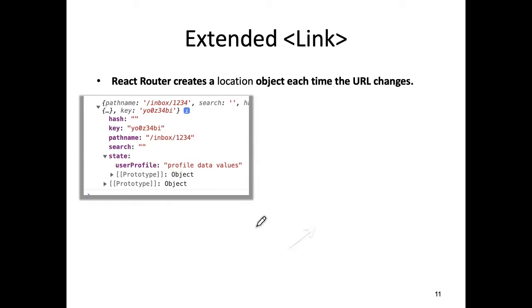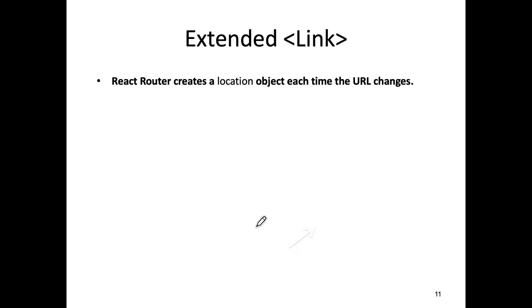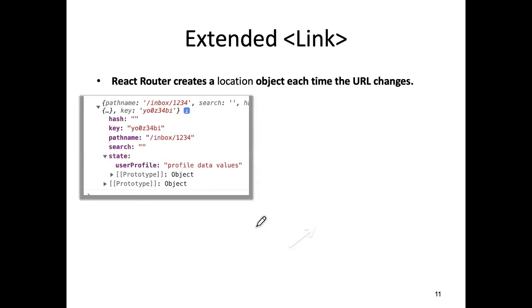How it does it is, if I just take a step back: every time the browser's URL address changes, React Router creates a special object called the location object. That object contains information about the new URL that has been entered into the browser's address bar, plus some additional information. It always creates this location object every time the URL changes. What I'm showing you here on the left is the actual structure of that location object.